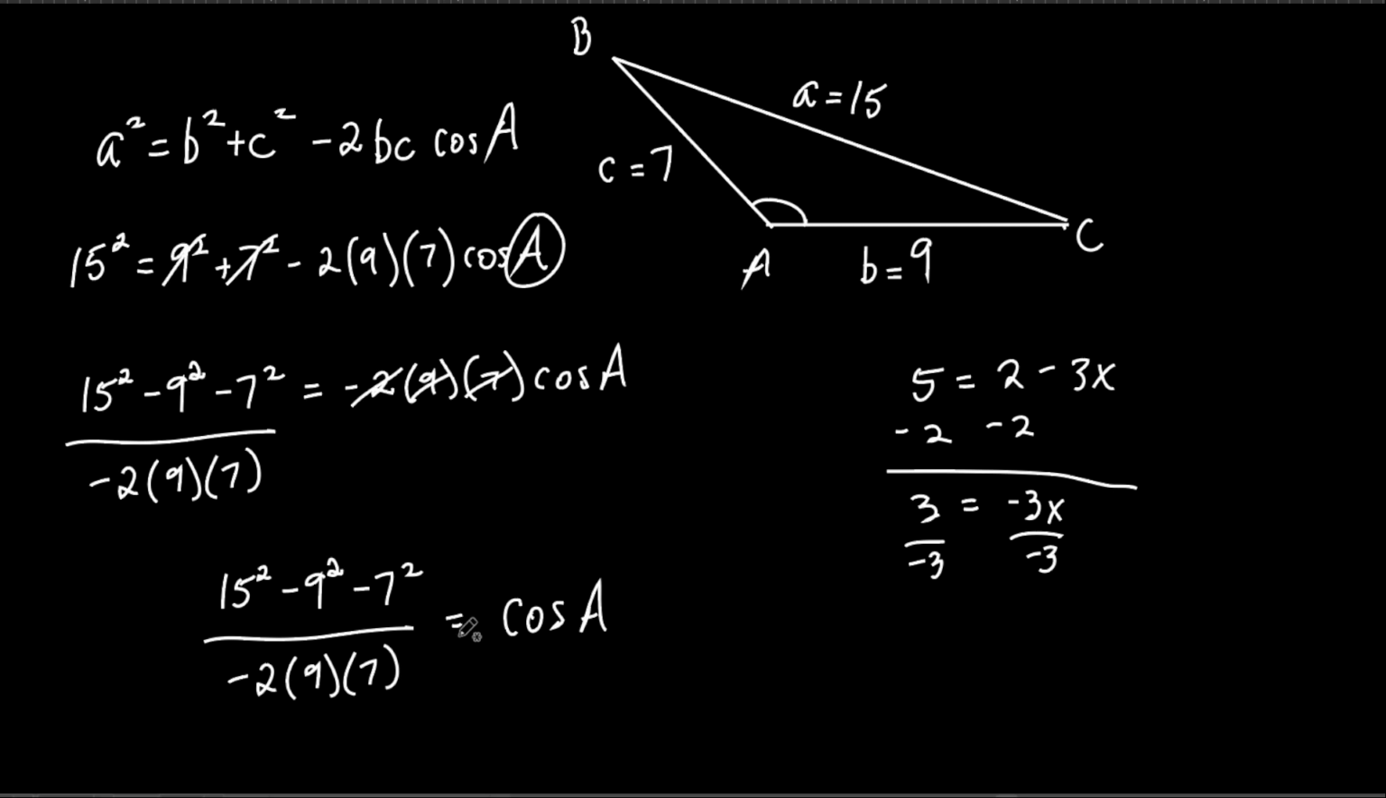We've only done 2 steps. We subtracted a couple things. We divided a few things, right? Was that difficult? No, I don't think so. And this is something that we've kind of done before. The cosine of A is equal to all this stuff.